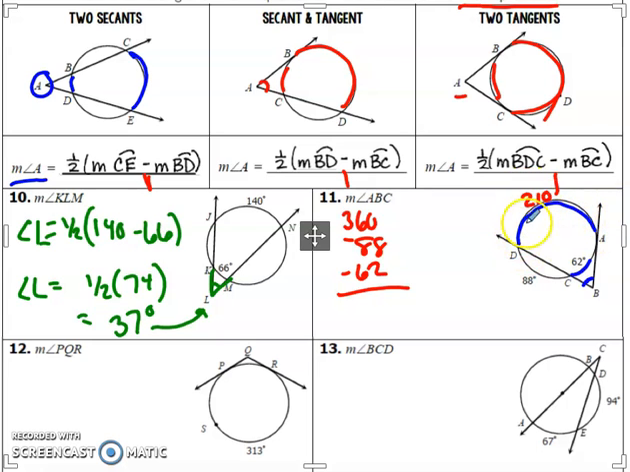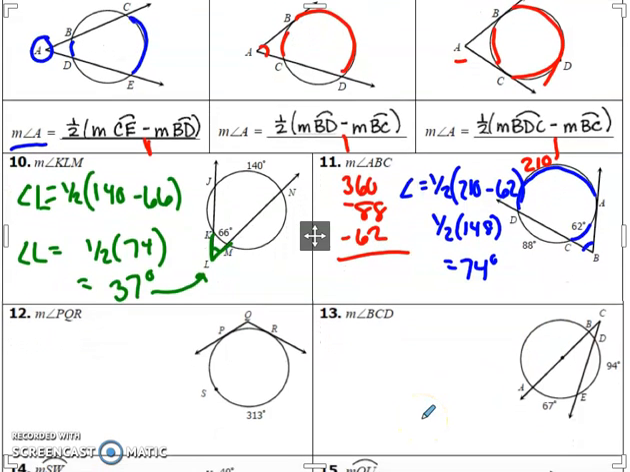So I know this big arc is 210. So now I have my 2 intercepted arcs, so I can use my formula. My angle is going to equal half of my 2 arcs subtracted. So 210 take away 62 is 148. So half of 148 is going to be 74 degrees. Okay, so they don't have to give you both arcs, but they do have to give you enough information to find both arcs.